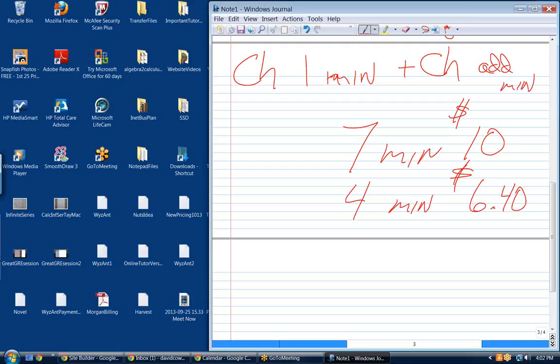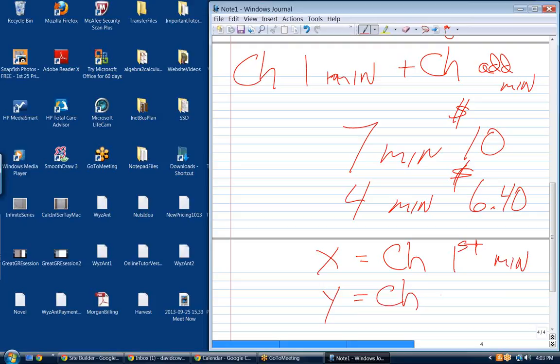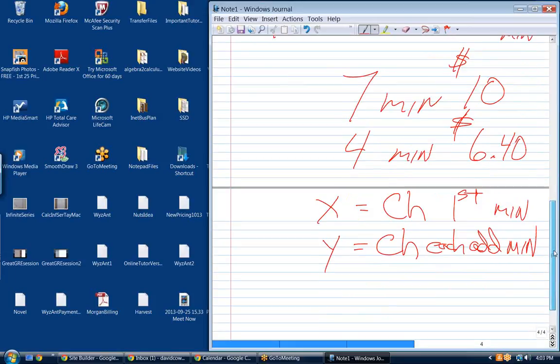First step of a word problem? Define your variable. Okay. What's x going to be? Okay, wait. x could be the amount of minutes used per. How about let's let that be the charge for the first minute. Okay. y would be? The charge for every additional minute. Now we're ready to come up with some equations.